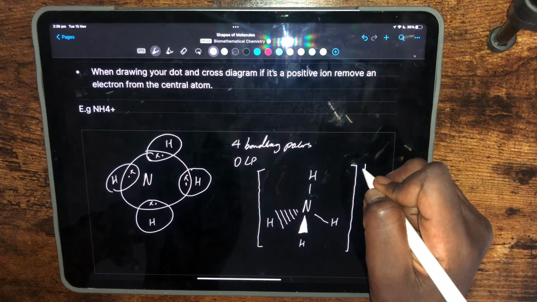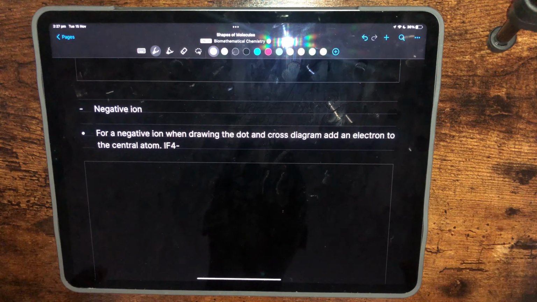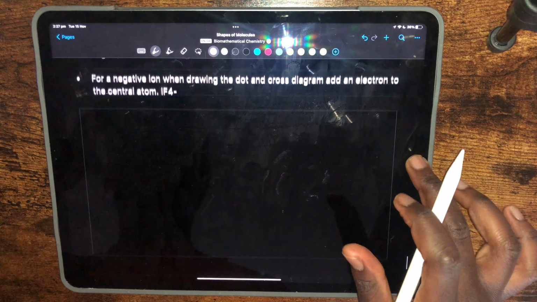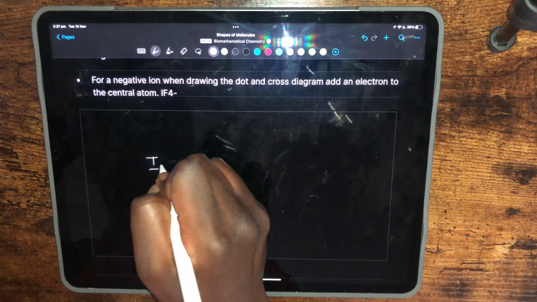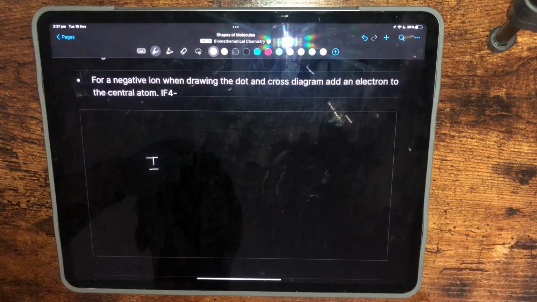Now, if it's a negative ion, when drawing a dot and cross diagram, you would add an electron to the central atom. So let's say IF4 minus, right? Iodo tetrafluoride, if that's the right name for it. If it's not, sorry. Same thing as usual. Actually, you know what? You do it. Now that you've seen what it's about, try and do this question yourself. Pause the video now and try and do it.